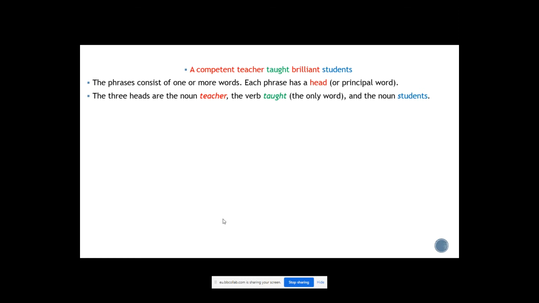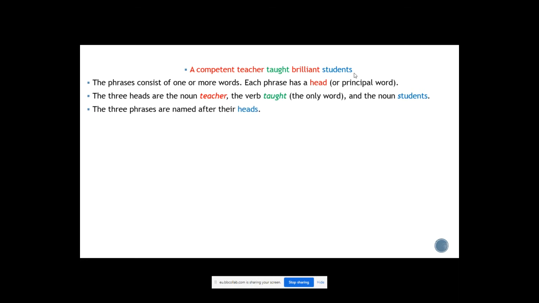And the verb, which is taught, is the only word. And the other noun, which is students. So brilliant students is also another noun phrase whose head is the word students because it's the principal word in this phrase. Of course, we have adjective phrases, adverbial phrases, and prepositional phrases. But for the time being, we are talking about a specific sentence, and I'm trying to make things clear. Okay?